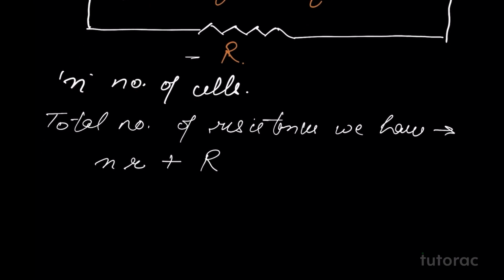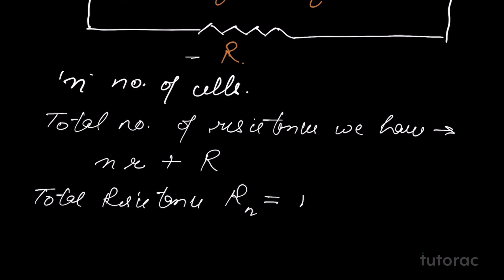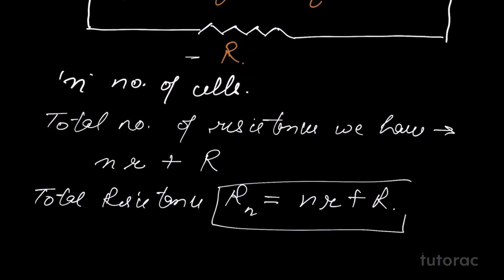So I get the total resistance, let me say it R net. So R net is equal to n small r plus capital R. This is my net resistance.